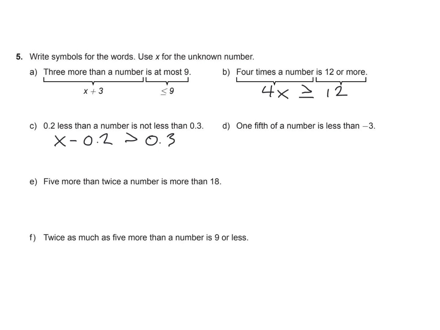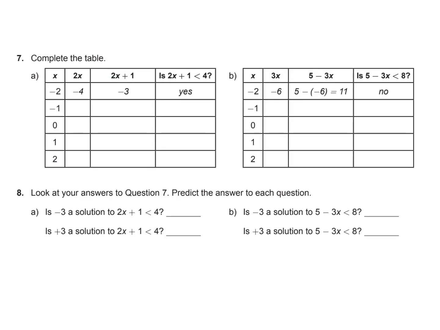If you want a challenge, I'm going to challenge you to do D, E, and F. If it is making your brain hurt and you are getting frustrated, you can move on. Okay, and finally, we are completing a table. It is going to tell us what x is, and then you need to plug in x in the expression. So here we have to do -1 times 2. Negative 1, I'll write it up here, negative 1 times 2 equals negative 2. So here we would write negative 2.